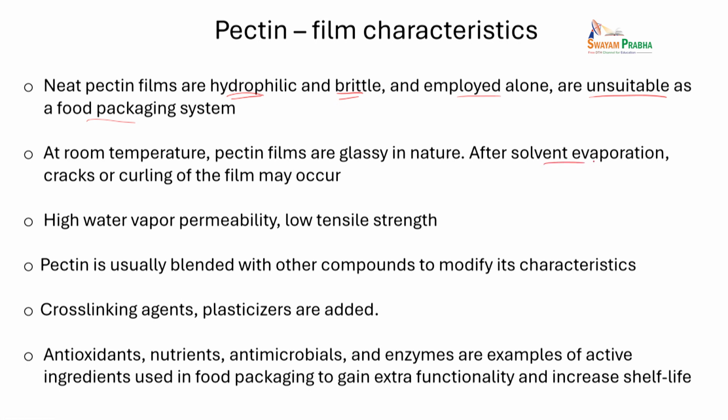Especially when the solvent evaporates, you will see cracks and curling. The film becomes a little unstable, and it has a very high water permeability and very low strength. These are all problems with native pectin.